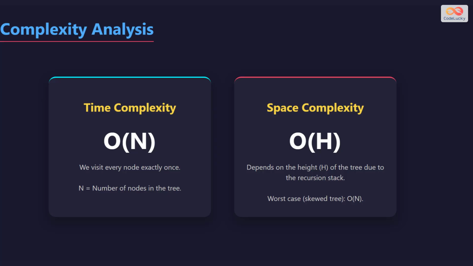Let's talk about performance. The time complexity is big O of n, where n is the total number of nodes. This is because we visit every single node exactly once. The space complexity is big O of h, where h is the height of the tree. This space is consumed by the recursion stack in memory.